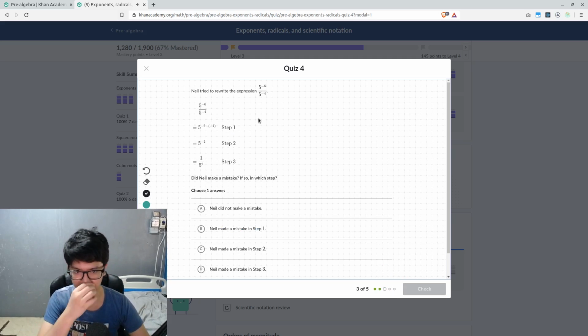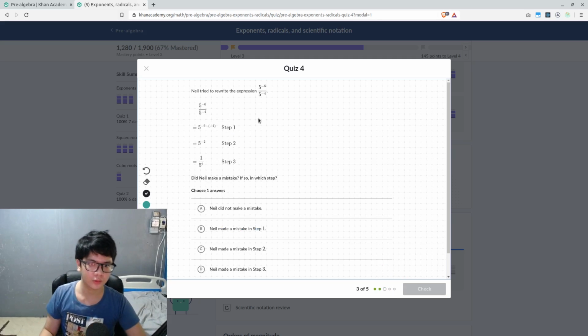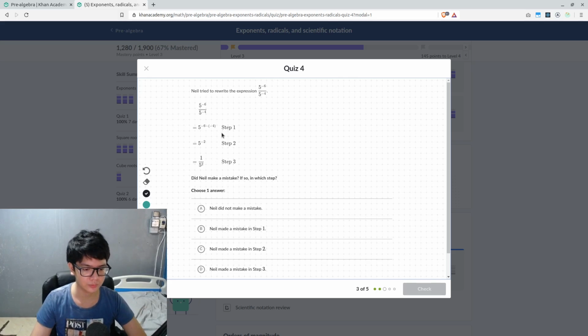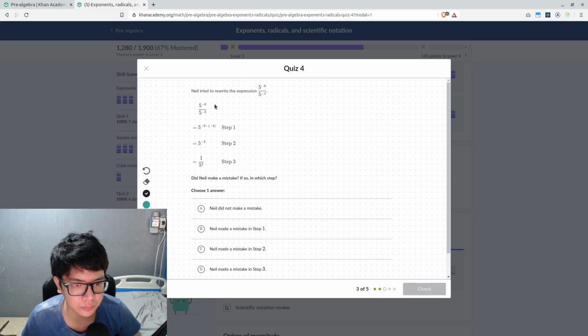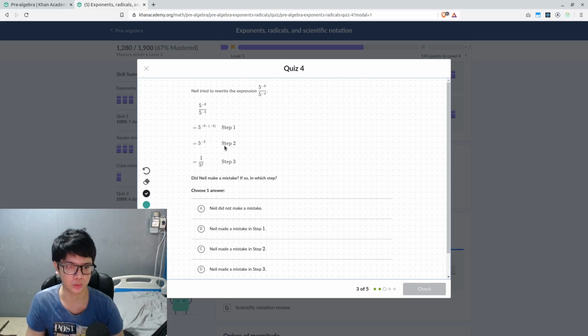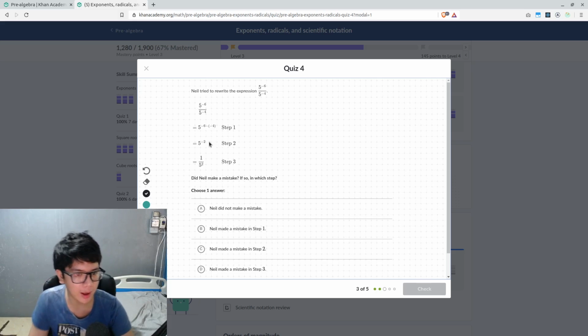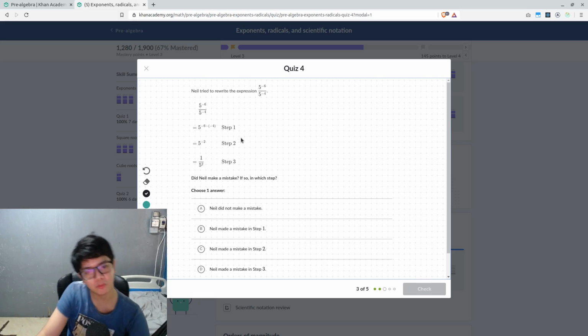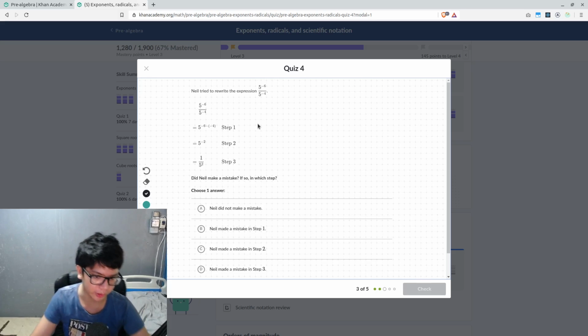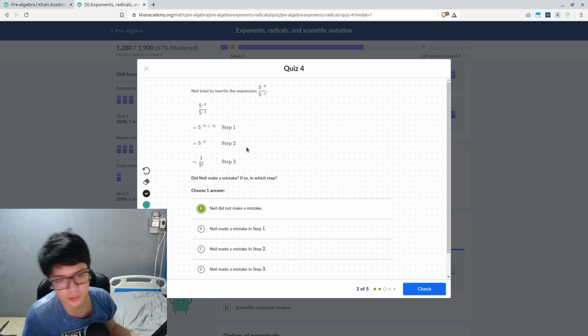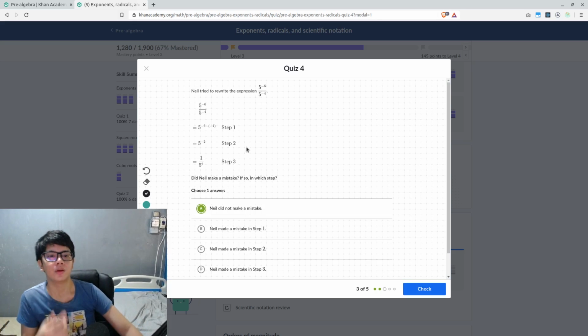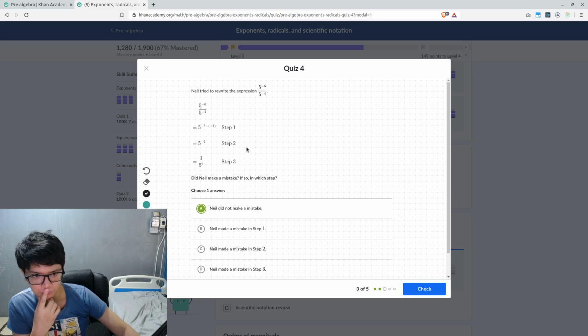We'll try to write the expression by raising. Let's see. I can subtract that with negative 2. 1 over 5 raised to positive 2. Okay. You did not make a mistake. Negative 6 minus negative 4 would be negative 2, right? Yep. Right.